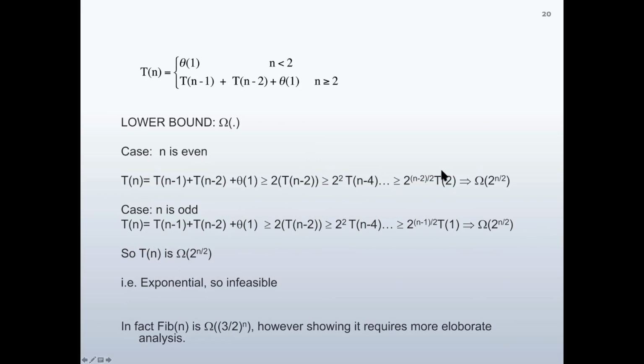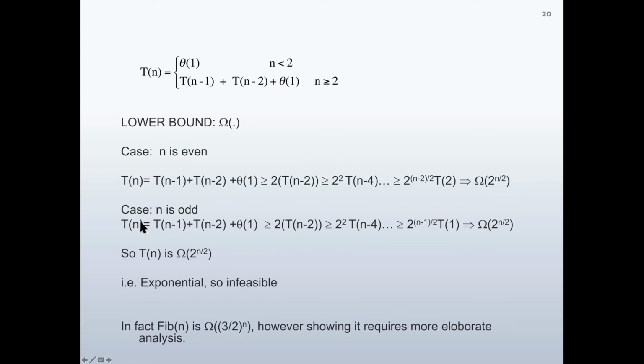So if we consider this one, because T(2) is of complexity theta 1, it is omega 1 also. It is multiplied by this 2 to the power (n minus 2) divided by 2. So it is in the omega order of 2 to the power n divided by 2.